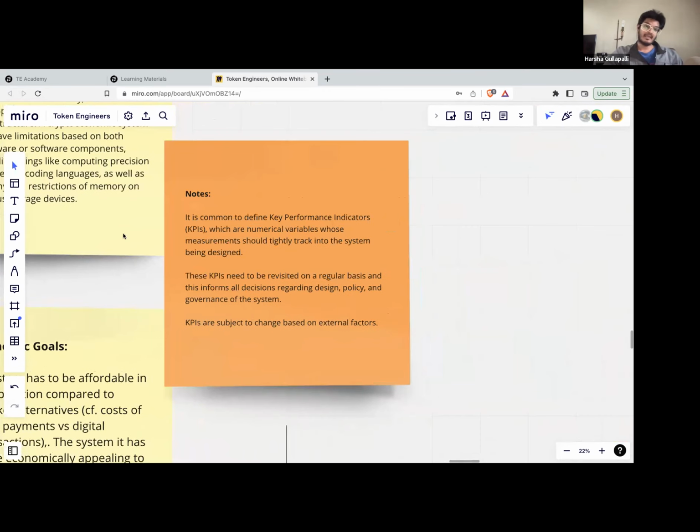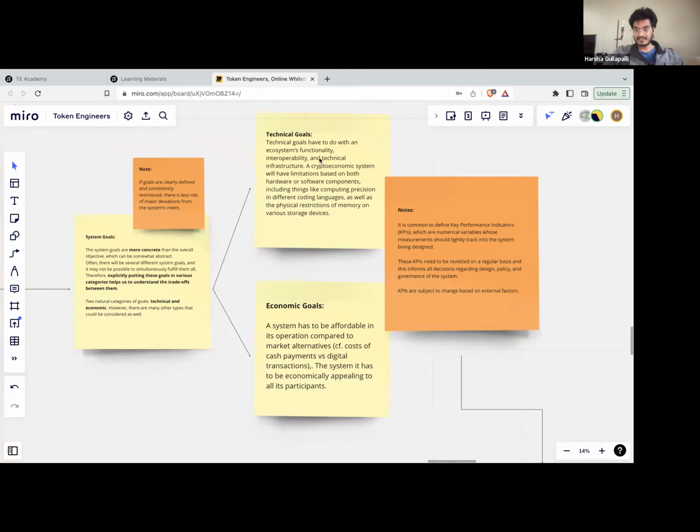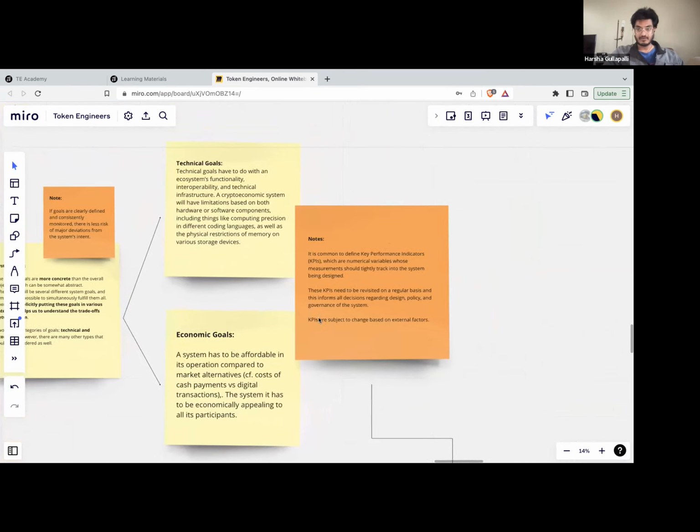What they say is that we need to identify KPIs, key performance indicators, and these would be things that we'll be going back to constantly, seeing if they need any changes, and understanding the health of the system based on the KPIs. So this is an objective that comes out of understanding the technical goals and the economic goals.